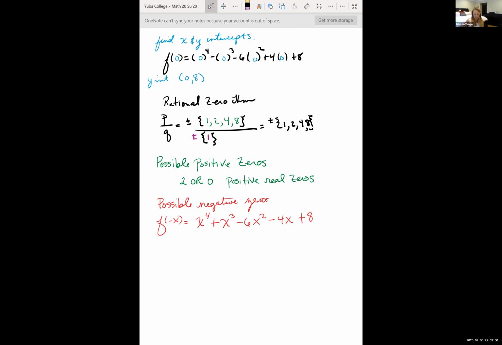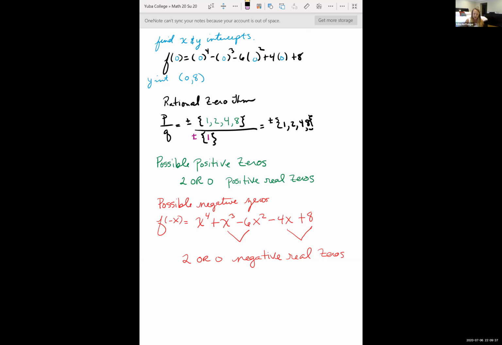So sign changes: x to the fourth to x cubed, no. x cubed, excuse me, to minus 6x squared is. Negative 6x squared to negative 4x is not, and negative 4x plus 8 is. So there's 2 sign changes. So there's either 2 or 0 negative real zeros. I'm sorry, how do we get the or 0 again?